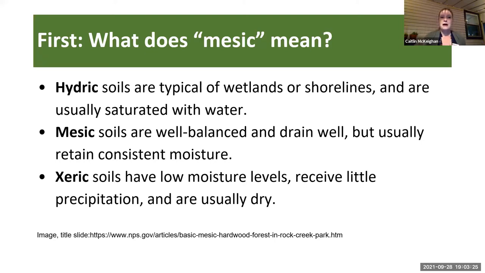Okay, so I had to look this up. I was like, what does mesic mean? In looking it up, you might have heard some of these terms before. I know I'd heard about xeric gardens, but mesic is part of a trio of terms that refer to soil types or soil moisture types. So hydric soils are typical of wetlands. They're soils that are saturated with water or periodically flooded. And if you hear of a plant that grows in swamps and things like that, those are plants that thrive in hydric soils. Mesic soils, in comparison, are well balanced, and they maintain moderate moisture.